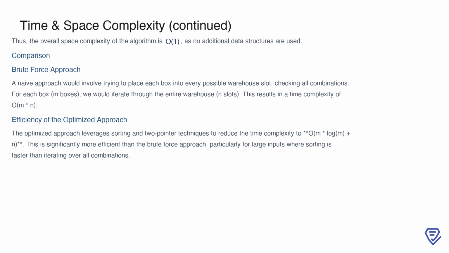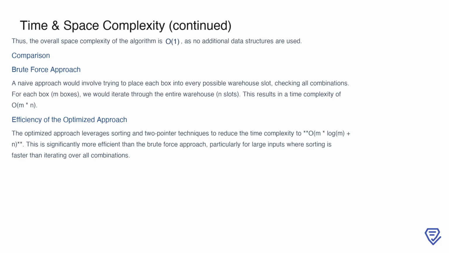To further understand the efficiency of this solution, let's compare it to a brute force approach. In a naive method, we would attempt to place each box into every possible slot in the warehouse, checking all combinations. With m boxes and n slots, this results in a time complexity of O(m^n). In contrast, the optimized approach significantly reduces this overhead by combining sorting with a two-pointer technique.